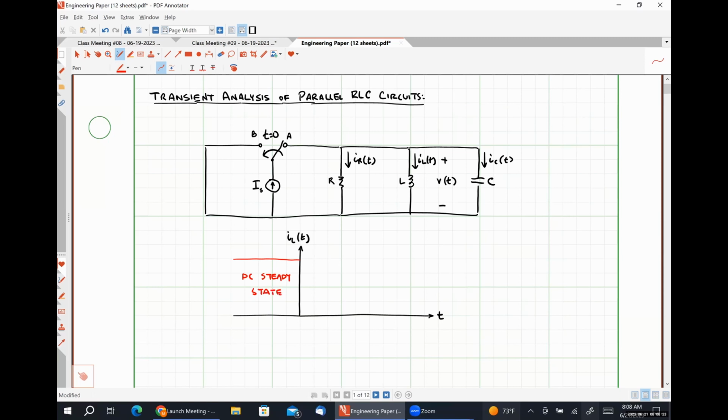A long point in time after t is equal to 0, the dashed line here, our inductor current has decayed down to 0. So we're once again at DC steady state. And then we have this region of time here where our transient condition is occurring.